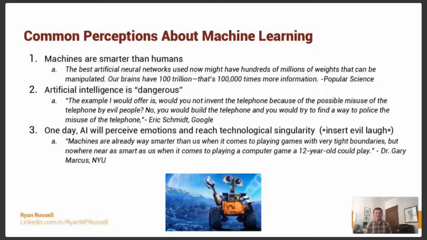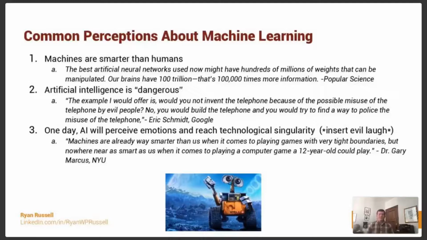The misconception that I hear a significant amount is that artificial intelligence is dangerous at some level, that bad things are going to be happening because machines are able to learn and think in a way that mimics what humans could only do in the past. I think this quote from Eric Schmidt of Google is incredibly wise. If we knew that telephones were going to be able to be misused by evil people, would we have banned the telephone from being invented? Of course not.